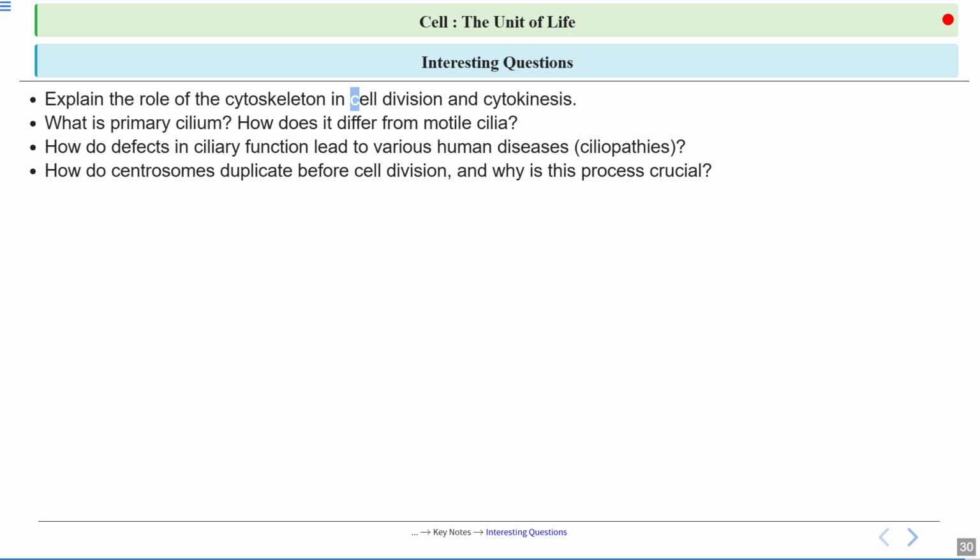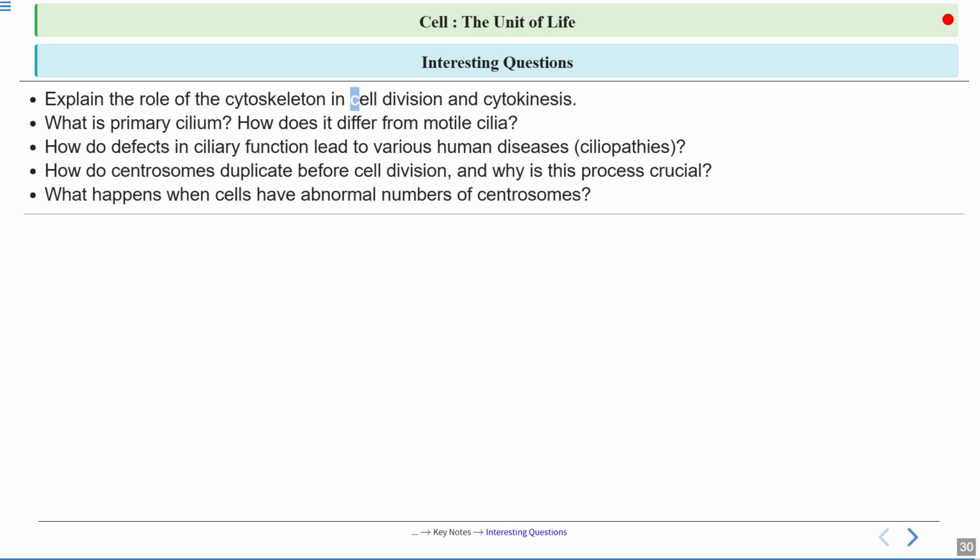And how do centrosomes duplicate before cell division? And why is this process crucial? Next one is, what happens when cells have abnormal number of centrosomes? Okay, another interesting question is, the centrioles are present in animal cell. Okay, so what is present in plant cell then?